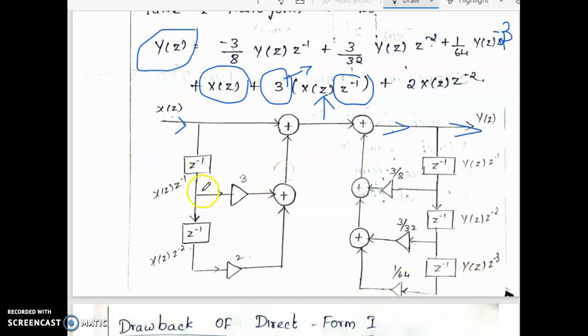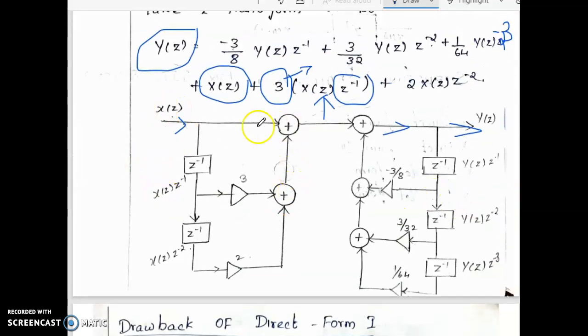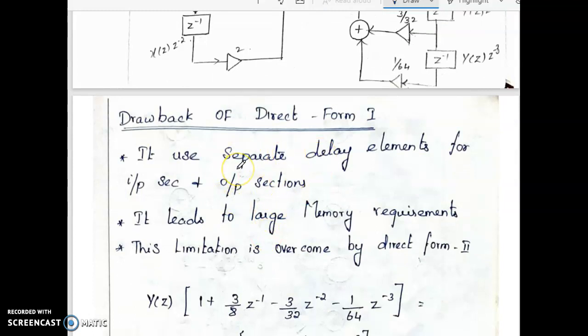Now it has n number of delay elements. To reduce this number of delay elements we move on to direct form 2. Each and every section has separate delay elements, so the input and output sides have separate delay elements, which requires a large amount of memory. To overcome this limitation and reduce the requirement of delay elements, we use direct form 2.